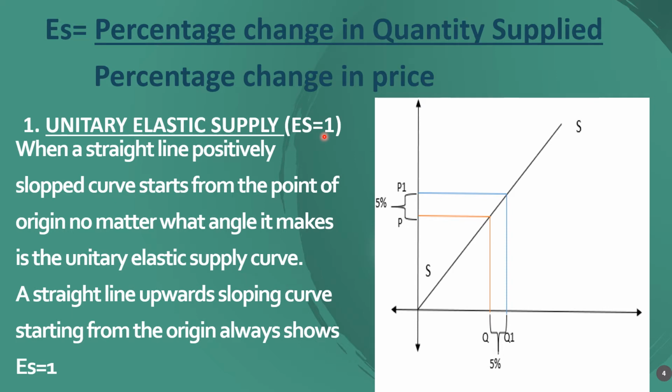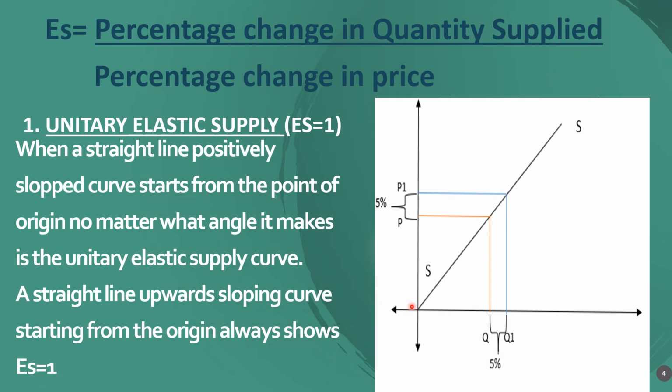Let us define it. When a straight line, positively sloped curve starts from the point of origin, no matter what angle it makes, it is a unitary elastic supply curve. A straight line, upward sloping curve, starting from the origin, always shows ES equals 1.